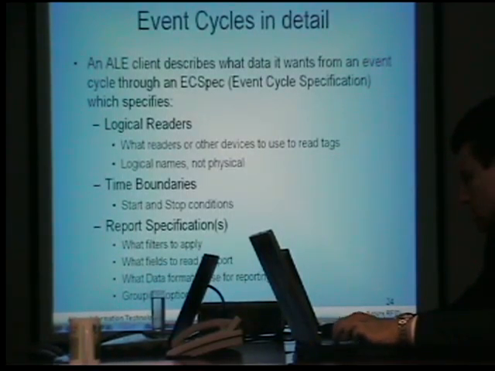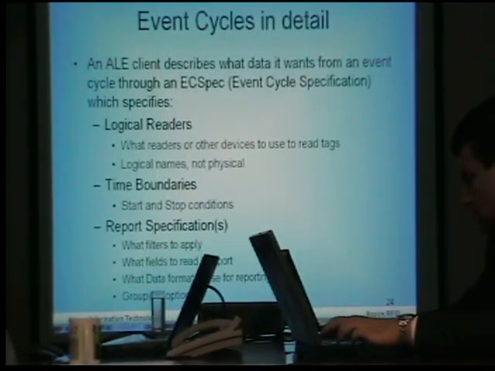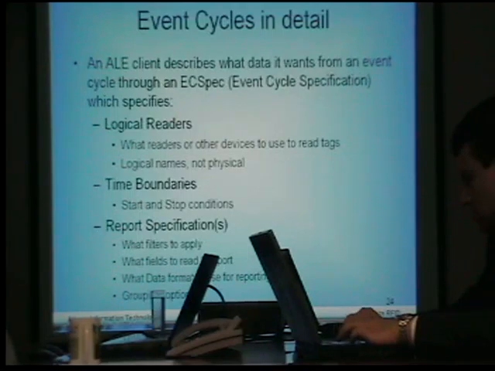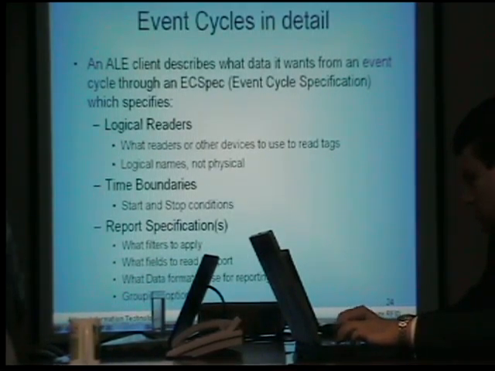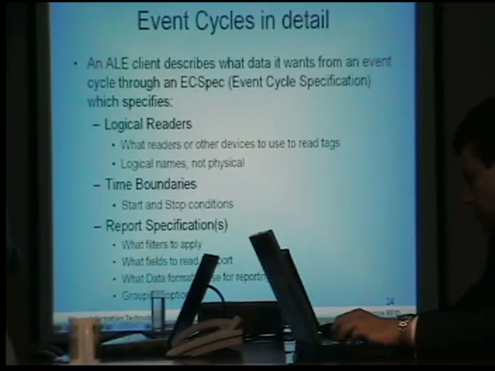Event cycle has the following attributes. It has logical readers, which logical readers or other devices to use to read the tags, logical names, not physical, which means that we are defining one logical reader name, and this logical reader can be one reader, can be multiple readers, or can be one reader that has multiple antennas.